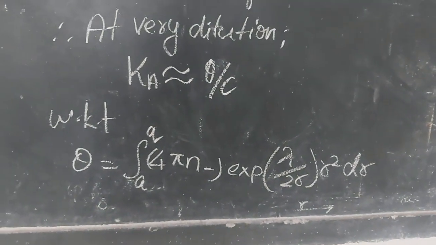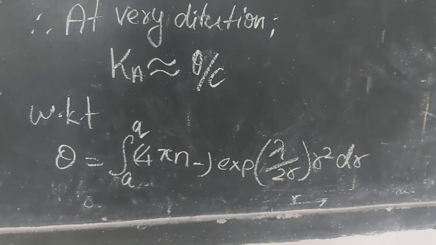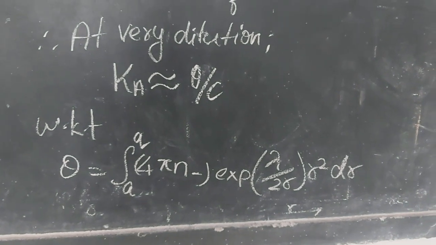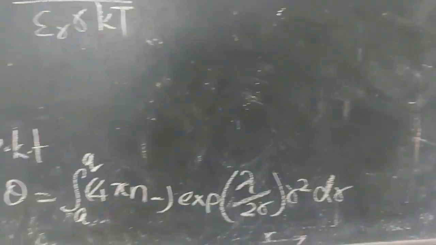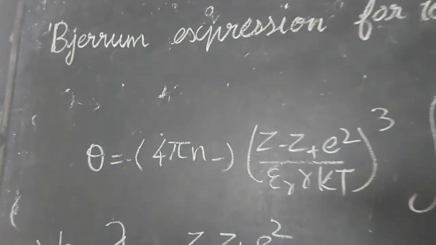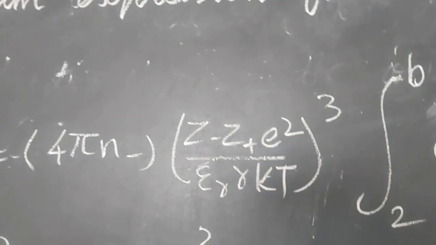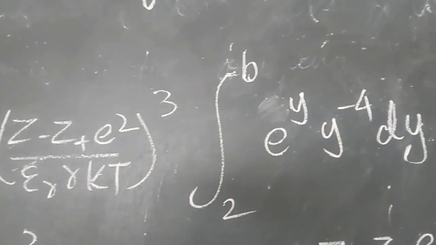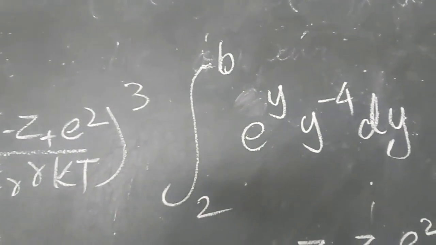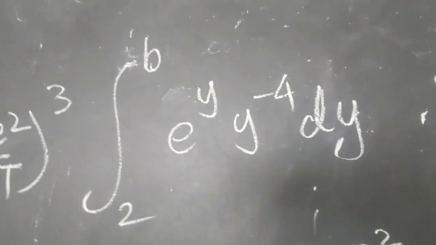So we will get Ka approximately theta by c, and we already wrote this equation: theta equal to, in the limit of a to q, 4 pi n minus exponential lambda by 2r into r square into dr. As we know this equation, let us integrate. After integration we will get theta equal to 4 pi n minus, this value will come out as cube of q, and after the integral we will get, in the limit of 2 to b, e power y power minus 4 into dy. How does this term come?